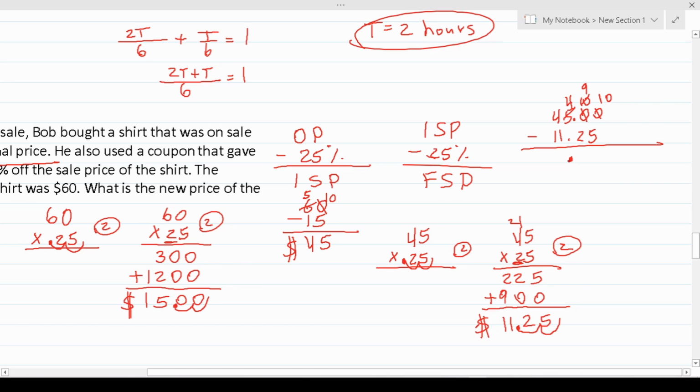Drop down your decimal in place while you're at it. 10 minus 5 is 5. 9 minus 2 is 7. 4 minus 1 is 3. 4 minus 1 is 3.